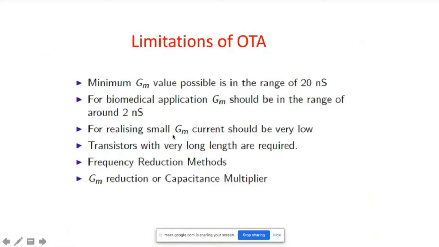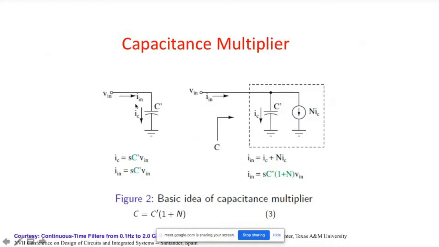So for reducing the current, you require the length to be small, then frequency reduction method, then GM reduction. That means you can either reduce the transconductance or increase the capacitance. So one way is GM reduction or capacitance increase. In this, we have proposed capacitance increase. What we have done is simple, and you can refer to this paper.